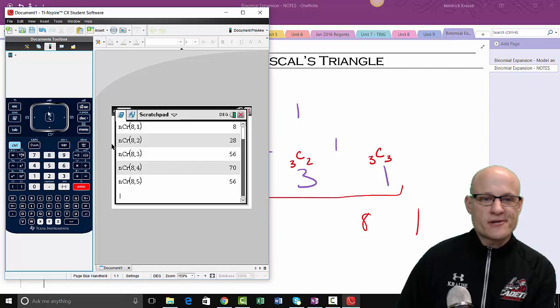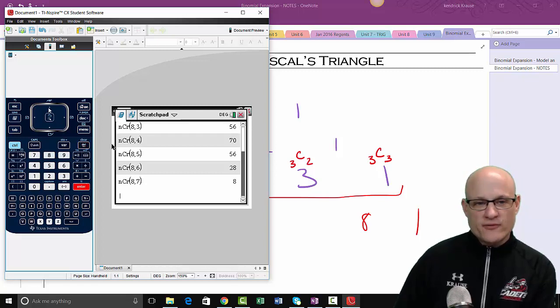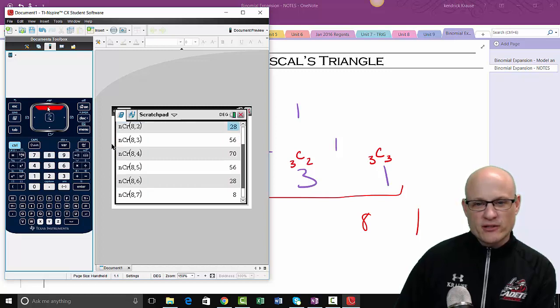56. That's weird. 8 choose 6. Oh, 28. That's weird. 8 choose 7. And there's 8, and the last one's 1. So if you notice, what do you notice? Do you see any symmetry here?